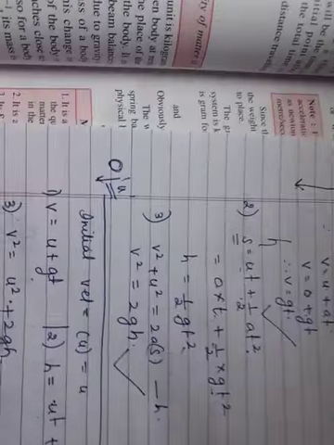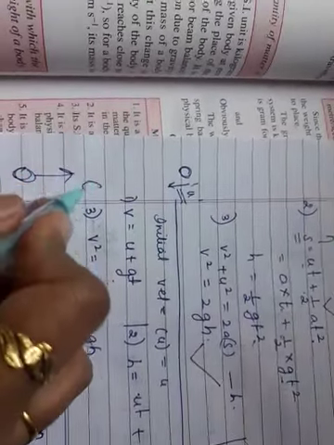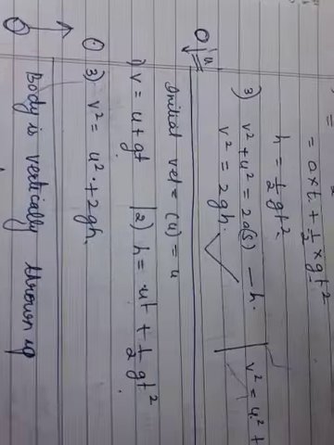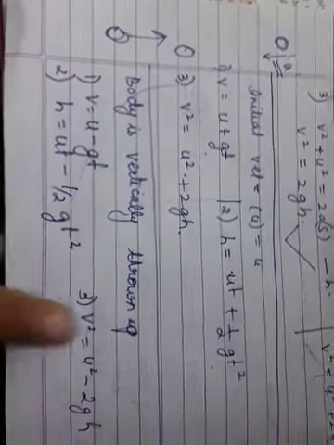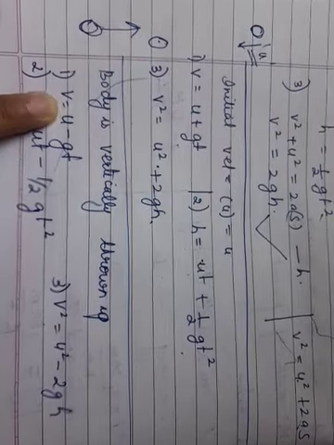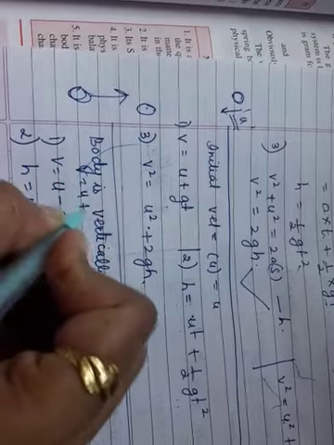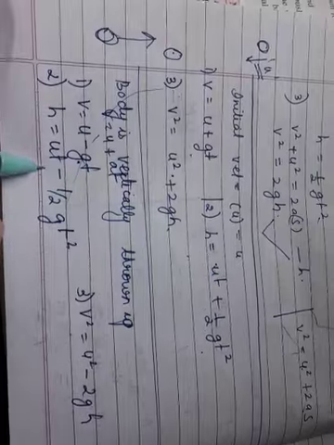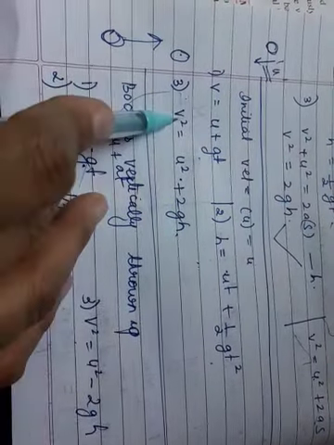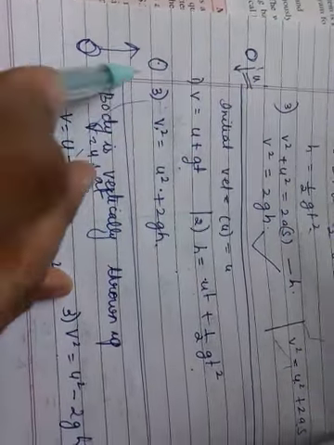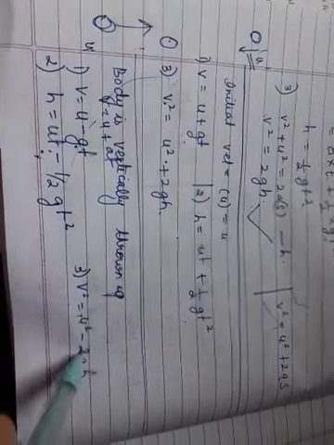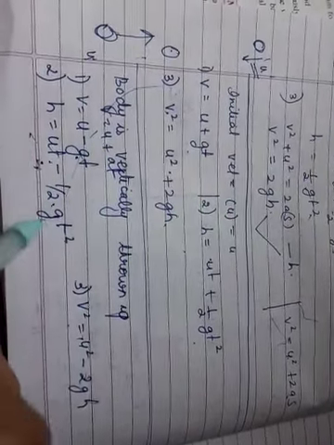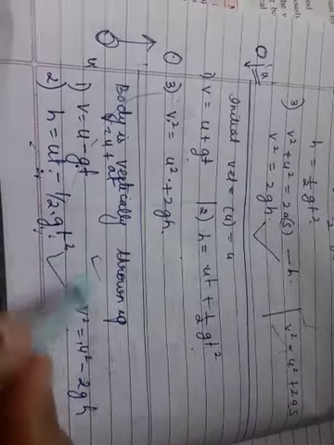Then if the body is thrown vertically upwards, what will happen to the acceleration due to gravity? It will become minus. So instead of v equal to u plus at, for a body thrown vertically upward, v equal to u minus gt, h equal to ut minus half gt square. When the body is thrown vertically upwards with the initial velocity u to a height h, v square equal to u square minus 2gh. So these can be the three equations.